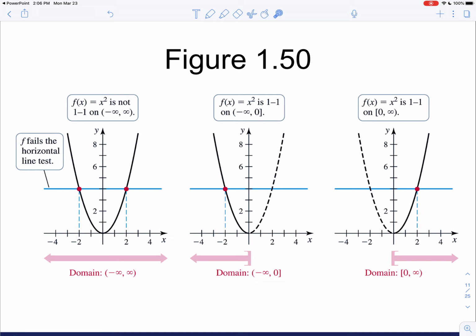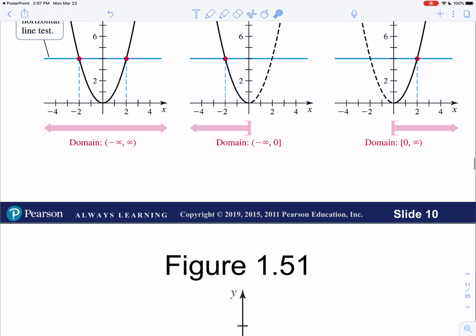Notice this first example fails the horizontal line test. If we only kept the left half of that original graph, that would pass the horizontal line test, and similarly for the one on the right. So the two graphs on the right are one-to-one because we're only keeping half the graph, but the one on the left is not one-to-one.